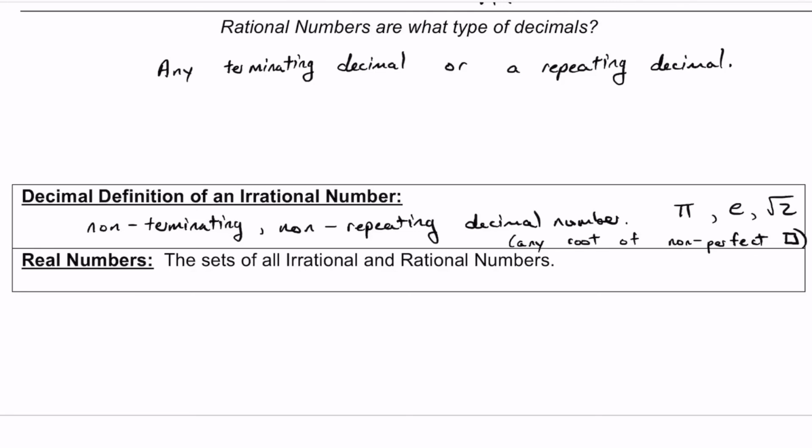Now thinking about all the number sets, your natural numbers, whole numbers, and integers are all considered rational numbers, plus there are more fractions. The irrational numbers are another set. If you put the rational numbers and the irrational numbers together as one set, we call those the real numbers. And we're not going to talk about what's the opposite of the real numbers right now.